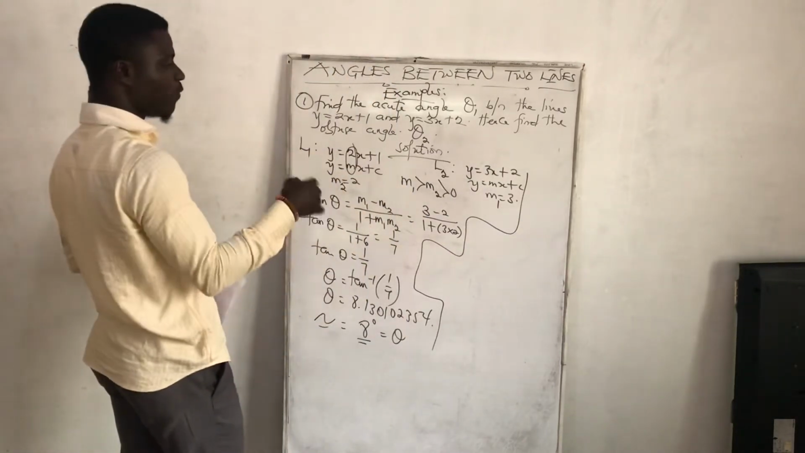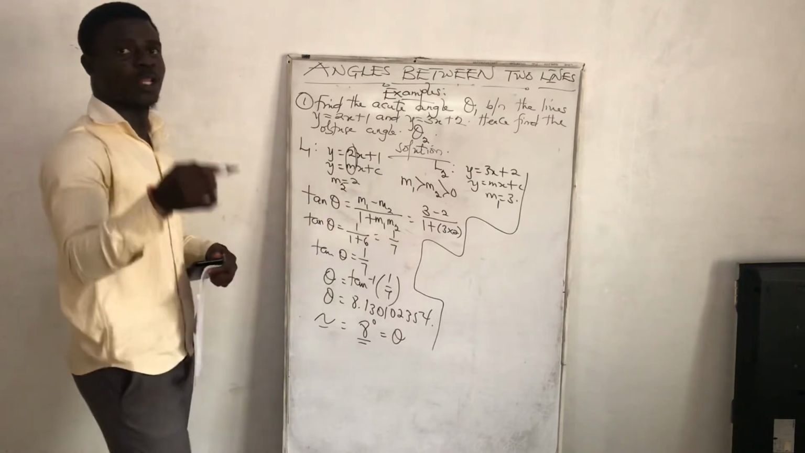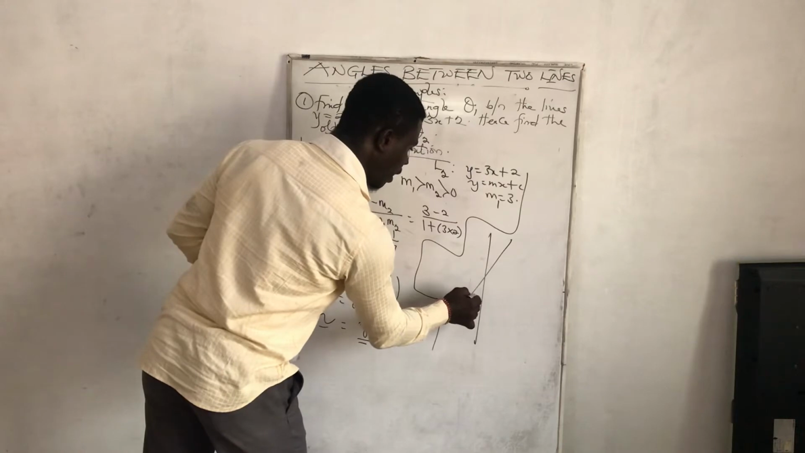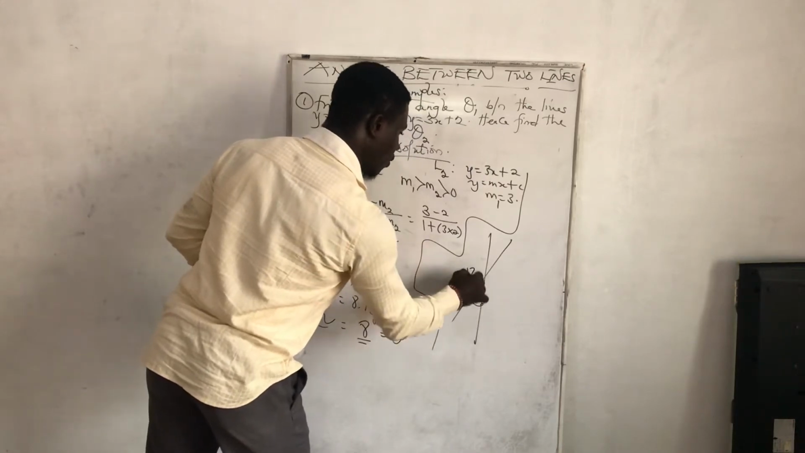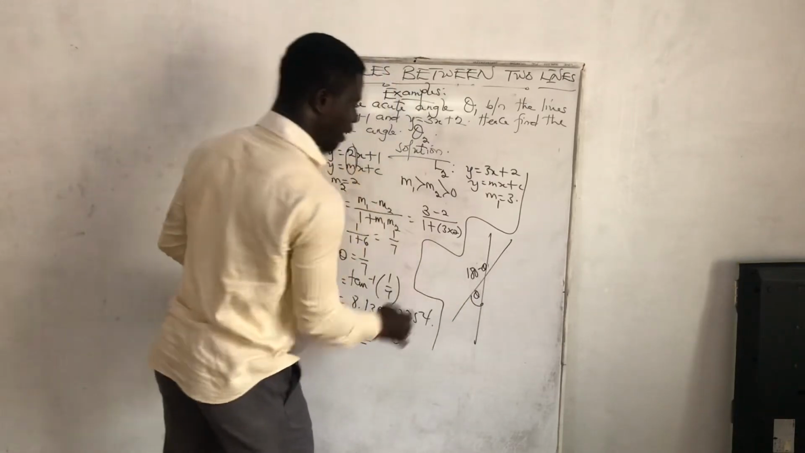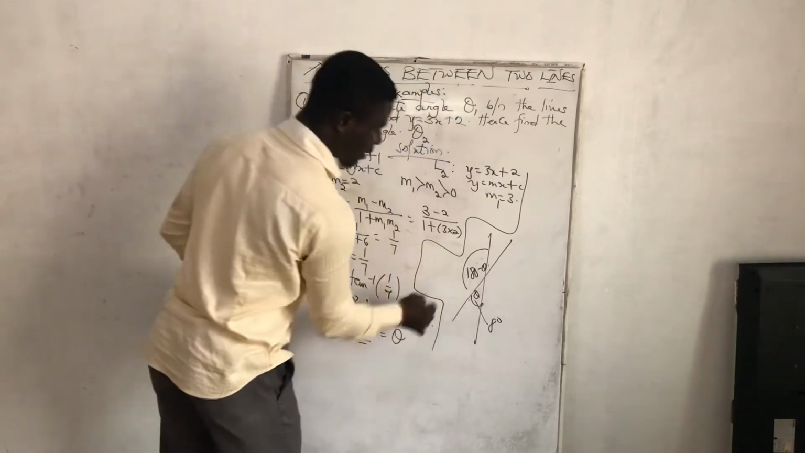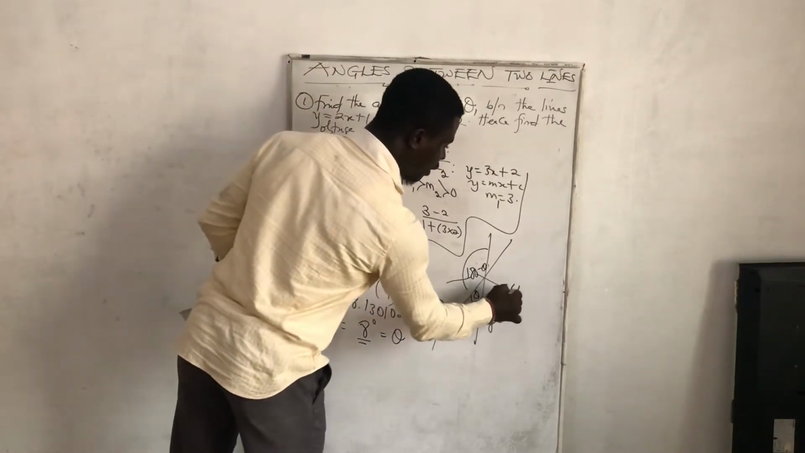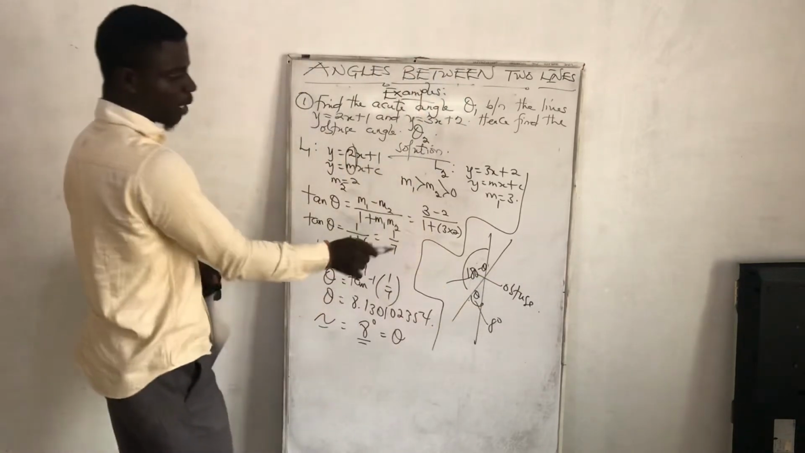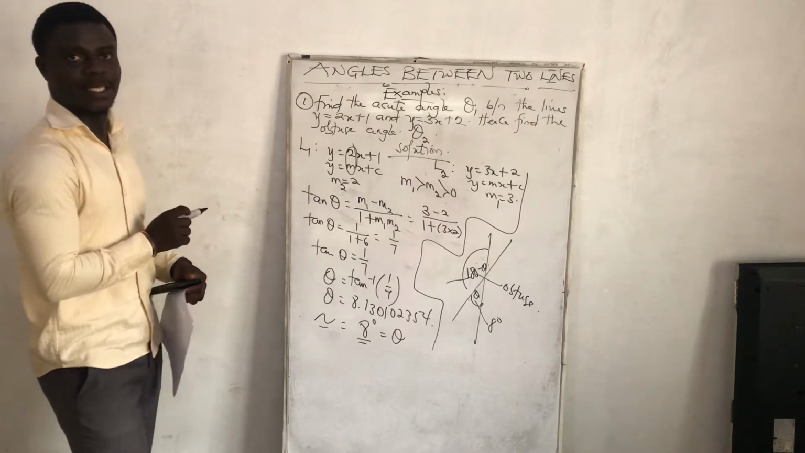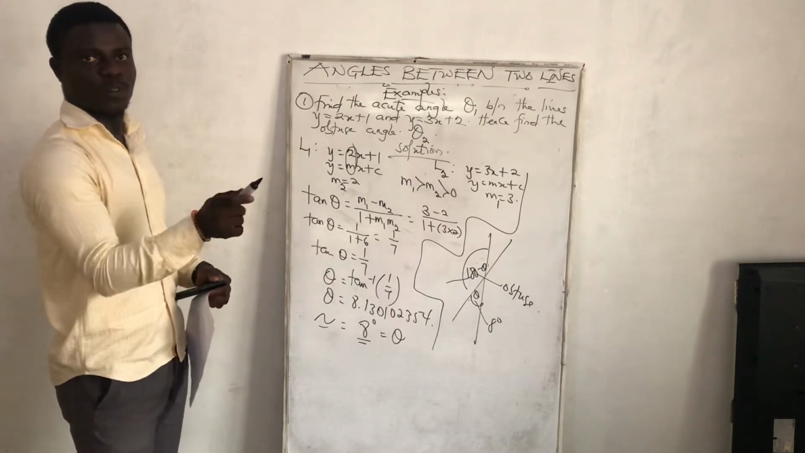If you want to find the obtuse angle, do you remember this? We have our theta here, then we have our 180 minus theta, right? So this is the acute angle, which is 8 degrees. If you want to find the obtuse, you have to subtract 8 degrees from 180 degrees, which gives you the obtuse angle.